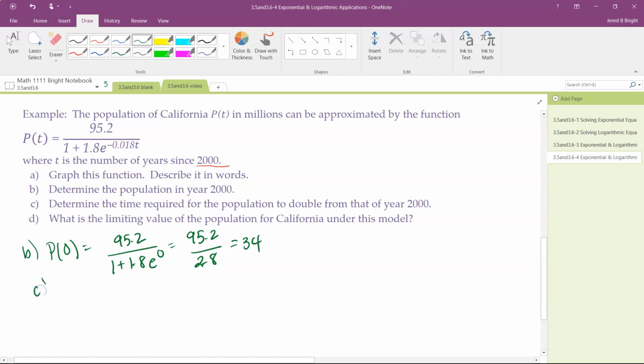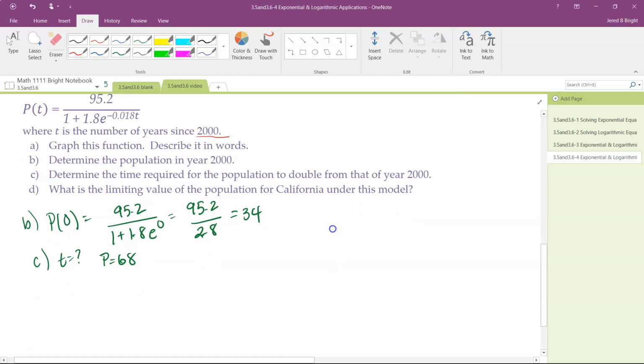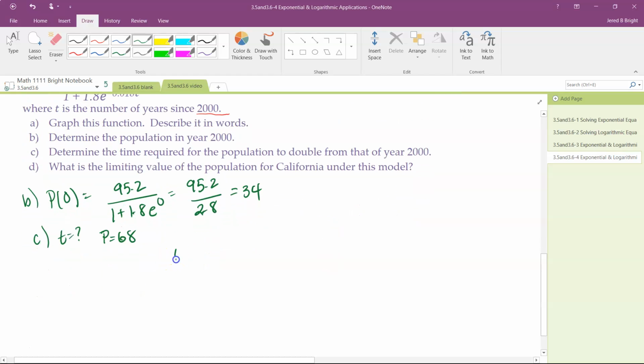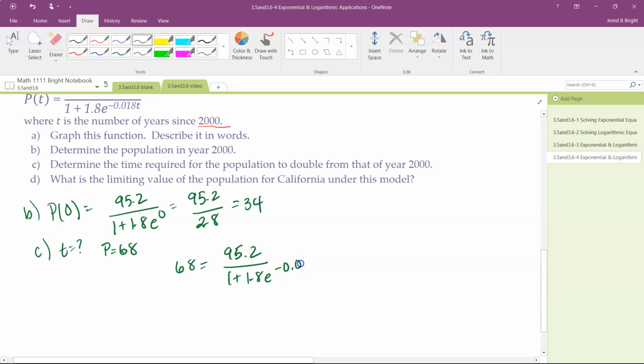Part C, determine the time required. I need to know t for the population to double from that of the year 2000. So I want to know when P is now 68. I would set up the equation: 68 is equal to 95.2 over 1 plus 1.8 e to the negative 0.018t. Now how in the world do we solve this?